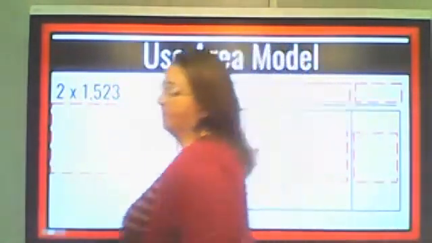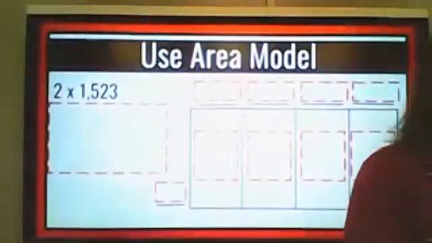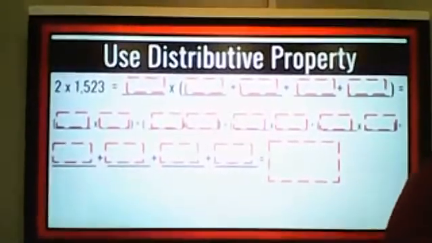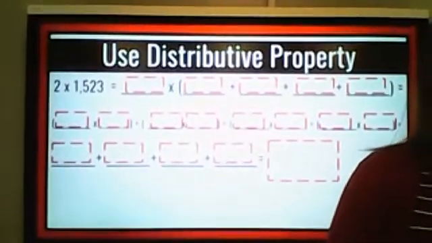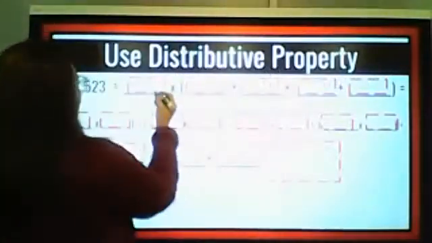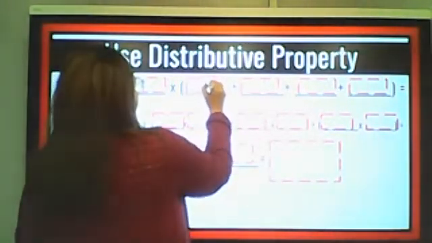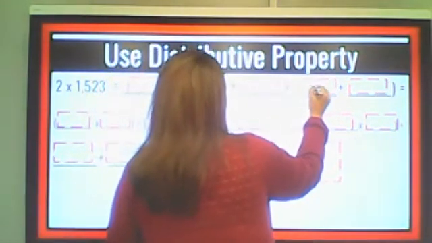Sometimes it's about the process, and that's what we're focused on right now, process. All right, so the distributive property. This is the same problem we just did, but it's just in a different way. So again, we're multiplying that 2 times that 1,000 plus 500 plus 20 plus 3.